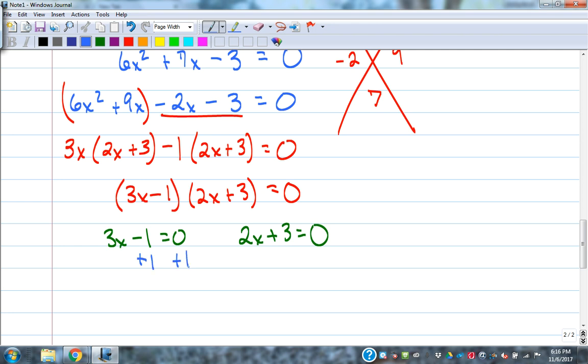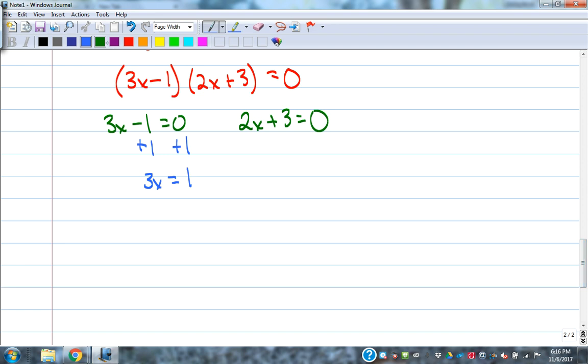Solve. Add 1 and then divide by 3. 1/3. Well, this one, subtract 3. Divide by 2.